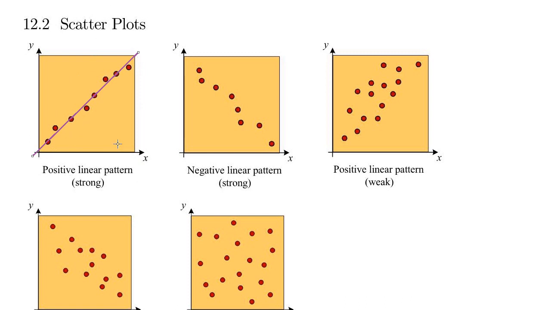Since as x increases, y increases, lower left to upper right, we call that a positive linear pattern. Linear because they're close to a line. And that's strong because they're really close to a line.